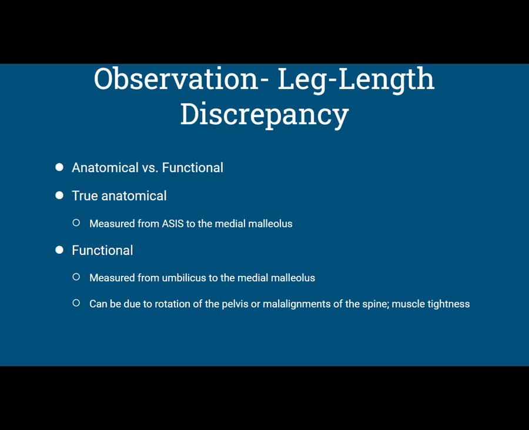You want to look at leg length discrepancy. Actually, everyone's legs are slightly different lengths. It depends if it matters, or the degree of it that matters, and also if it's a true or anatomical leg length discrepancy or a functional leg length discrepancy. A true leg length discrepancy is an anatomical measurement from the ASIS to the medial malleoli. Are the bones different lengths? However, functional is measured from the umbilicus to the medial malleoli, and this can change the length due to rotation of either the spine or the hip with muscle tightness.